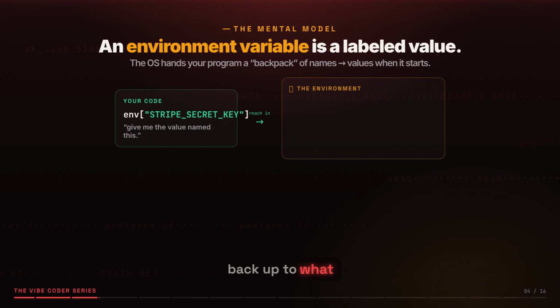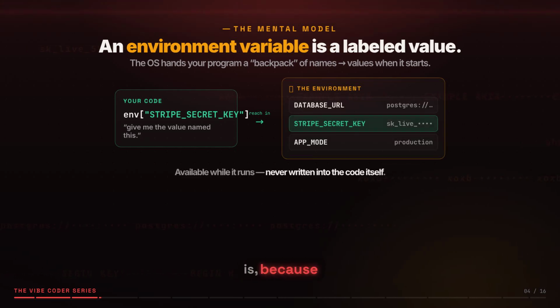Let's back up to what an environment variable even is, because the name sounds far scarier than the thing. Every program runs inside an environment, which is really just a little set of named values that the operating system hands to your program the instant it launches. Picture it as a backpack your app carries around. Before the program starts, you can tuck values into that backpack. A database address, a secret key, a setting that says which mode to run in.